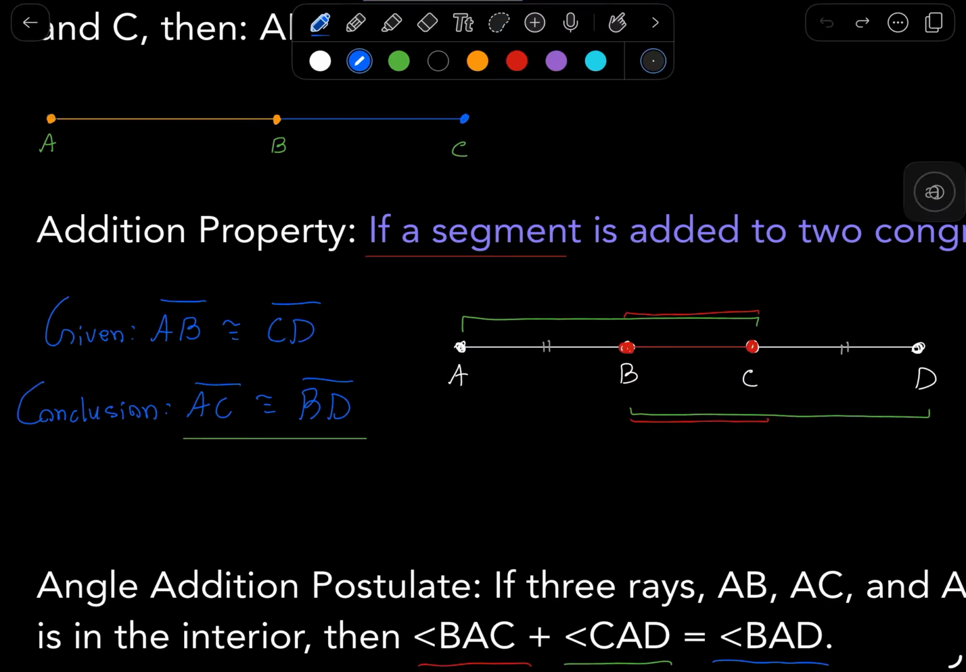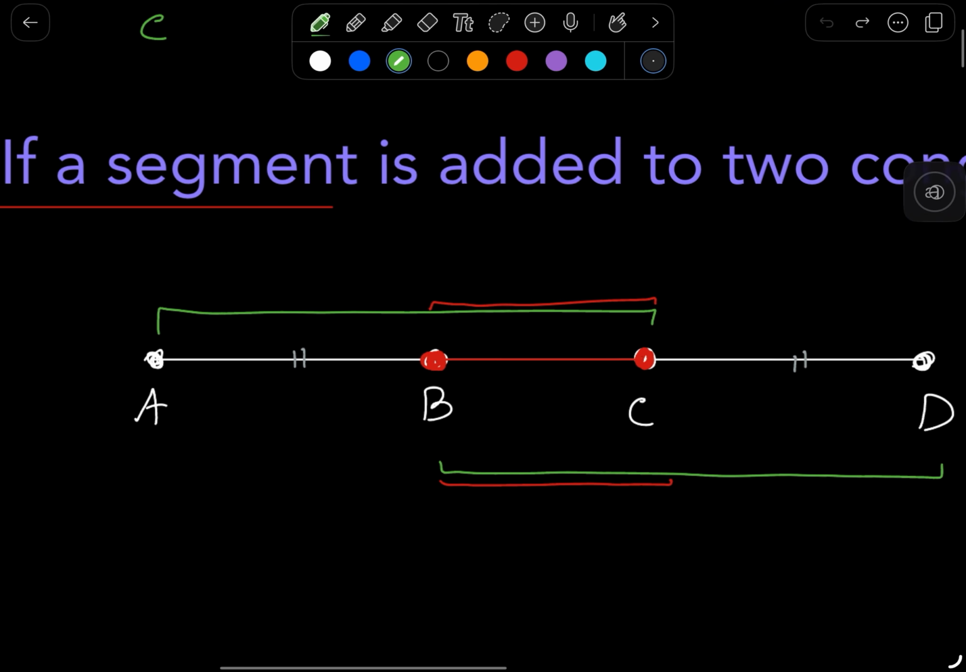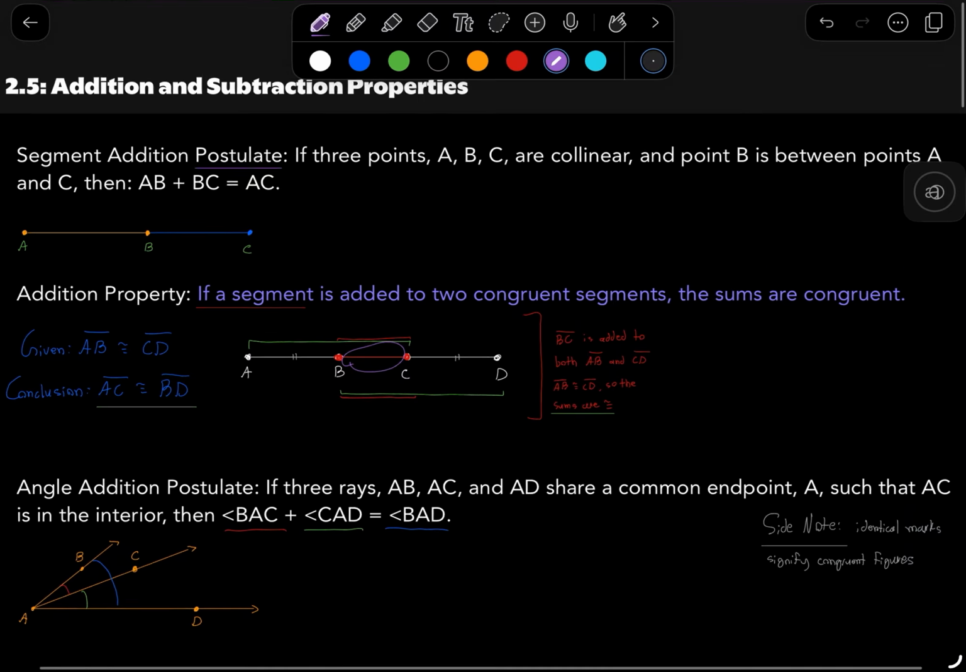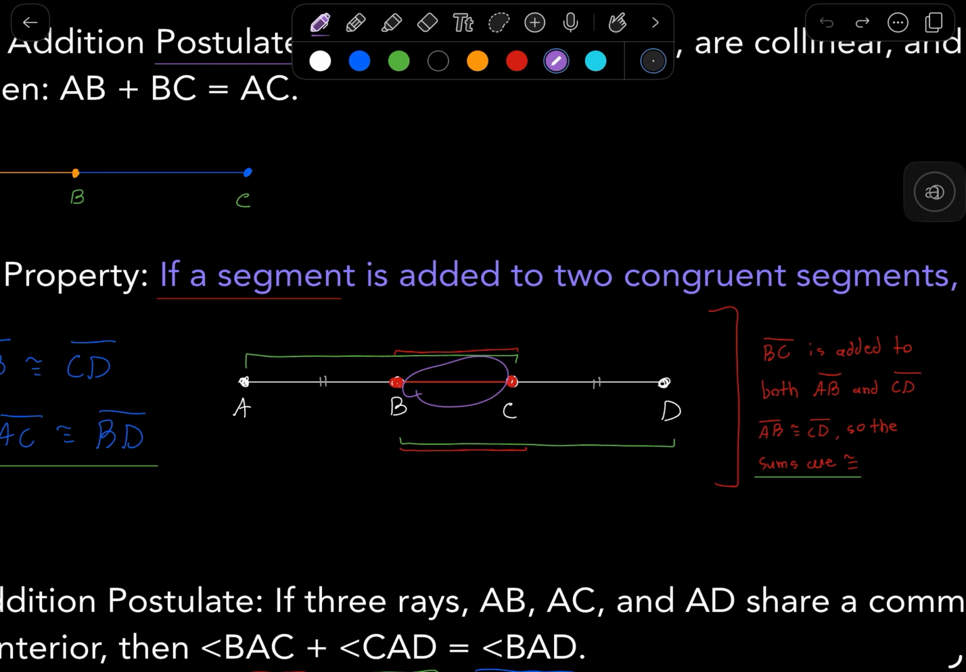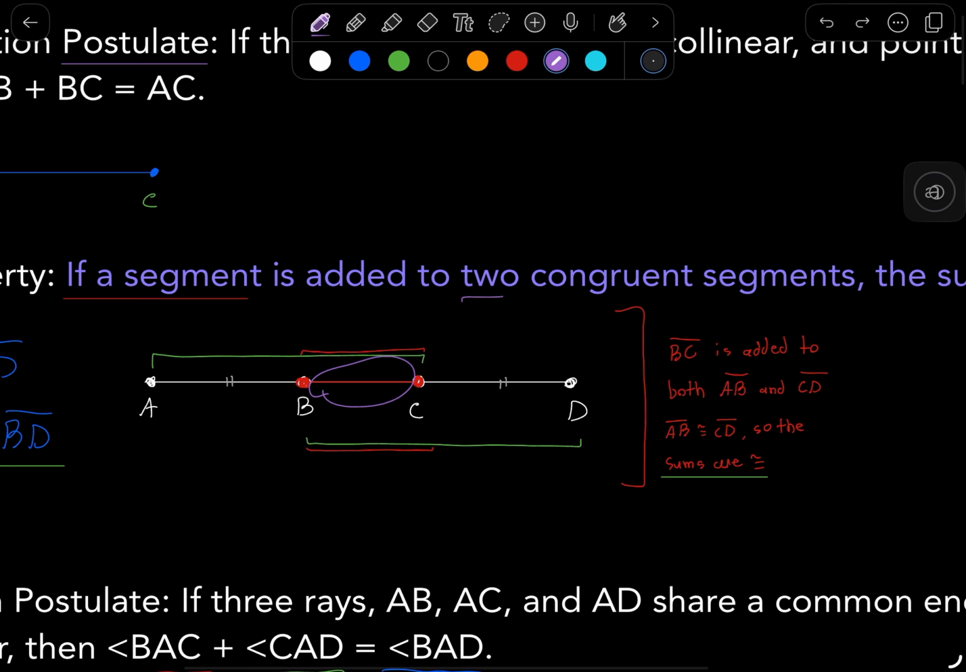Now, the reason you can actually make that conclusion here is because if you notice, you're starting with congruent segments, AB and CD, and you're adding the same segment to both, right? So once again, going back to the theorem, if a segment, which is BC here, you're adding that segment to two congruent segments, you're adding that to AB and CD. So therefore, the sums AC and BD are congruent.